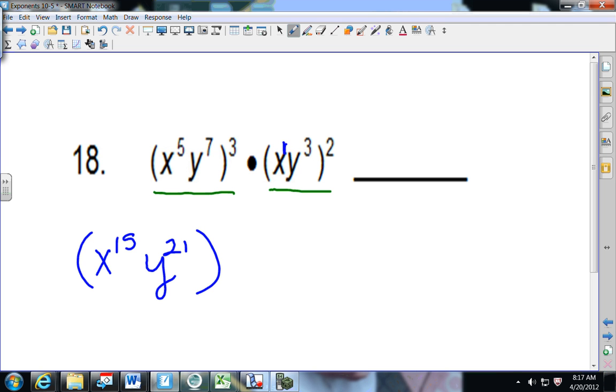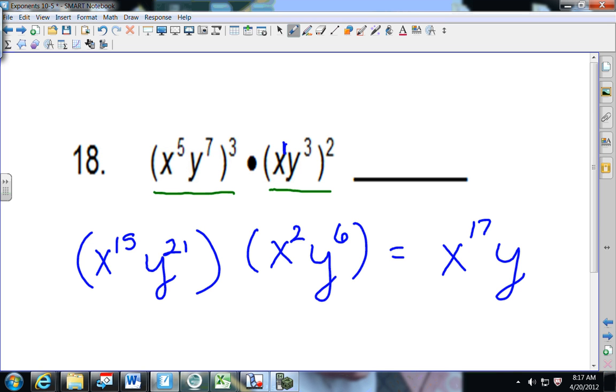This is a 1 right there. X to the 2nd power, y to the 6th. Now you're multiplying here, you're going to add the exponents. So your answer should be x to the 17th, y to the 27th.